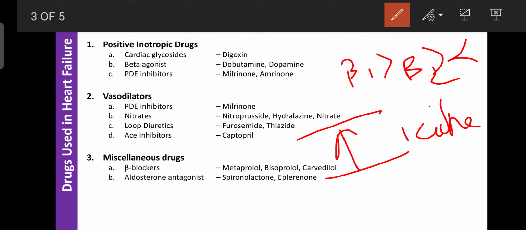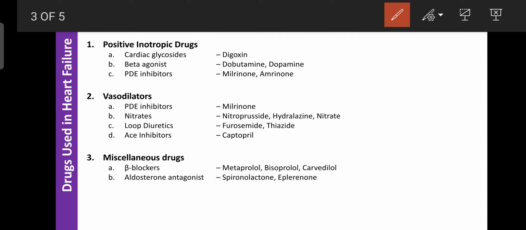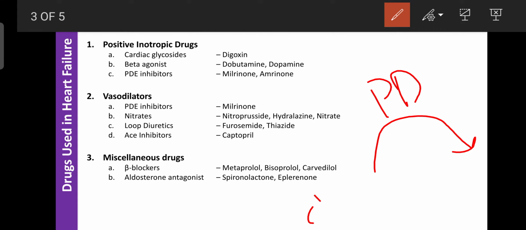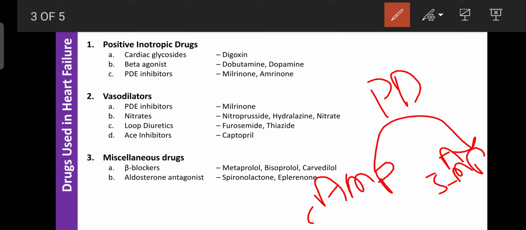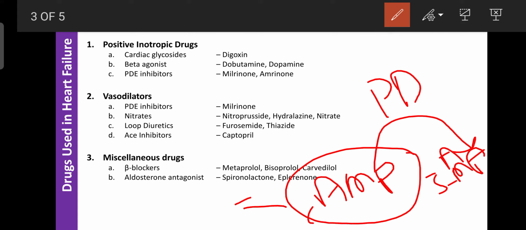Then the third class is a PDE inhibitor, known as the phosphodiesterase enzyme inhibitor. This enzyme is required for the conversion of cyclic AMP into 5'-AMP. So this enzyme is mainly involved in the metabolism of cyclic AMP, and cyclic AMP is required to increase the calcium concentration in the cardiac muscle or any muscle.